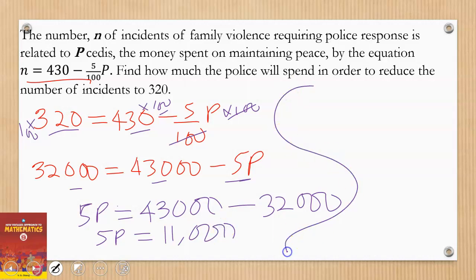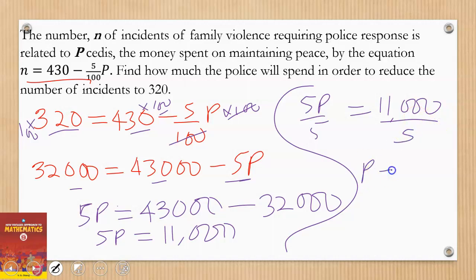So we want to now divide both sides by 5. We have 5P over 5 equals 11,000 divided by 5. So P now becomes 2,200. That is 2,200 cedis, which means that the police will spend 2,200 cedis to reduce the number of incidents to 320.